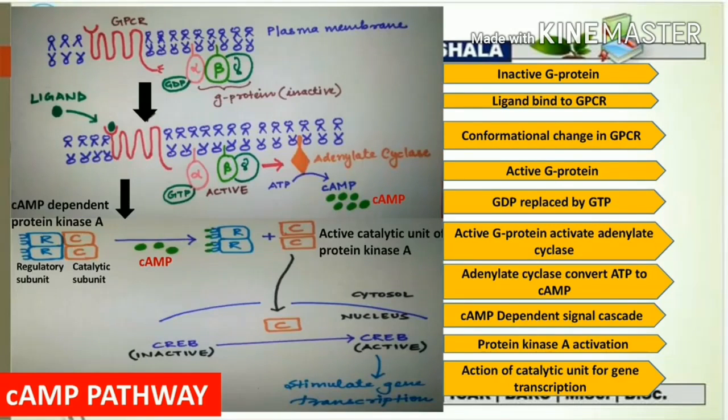This pathway is very important from the CSIR NET exam point of view. I think in 2016 or 2017, they asked one question on the structure of protein kinase A, that mainly includes the regulatory subunit and the catalytic subunit. So every step should be in your mind: why this particular step is taking place, what is the reason behind it, and how it is going to participate in the cellular response.